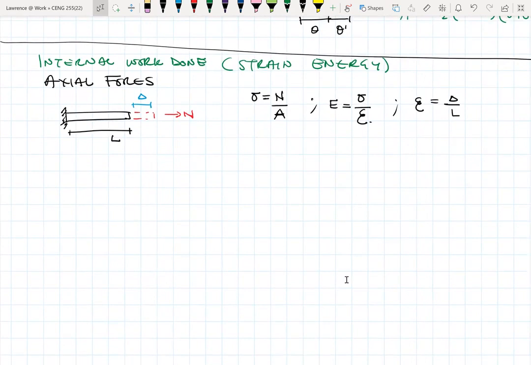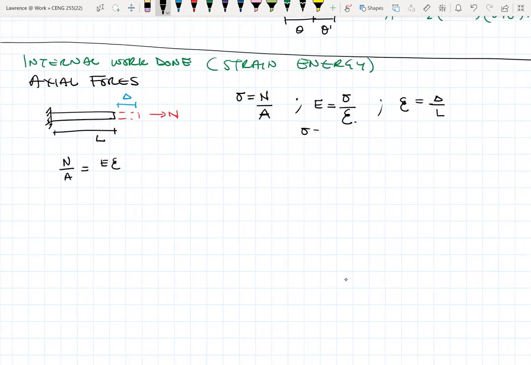All right. So sigma is equal to N over A. Here N is the same as P, or I'm just trying to change so that we follow a certain pattern. N over A is equal to E epsilon. So sigma is the same as the Young's modulus times epsilon. And then epsilon is also the same as delta over L. So this one becomes E into brackets delta over L.